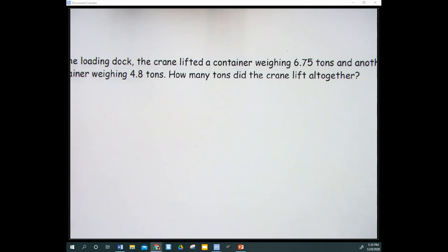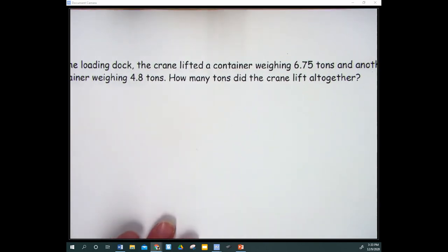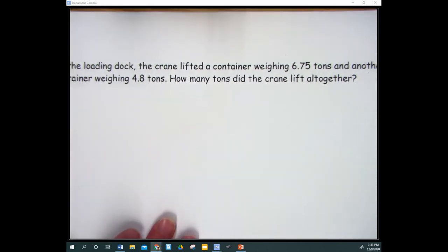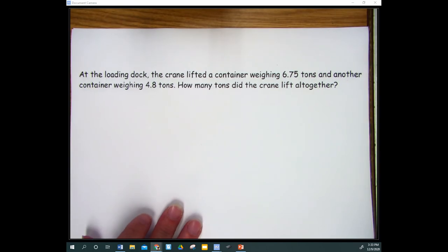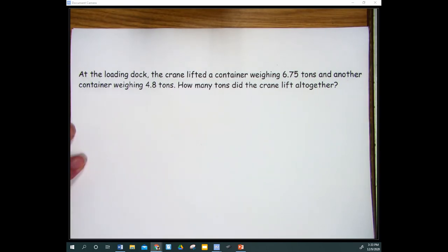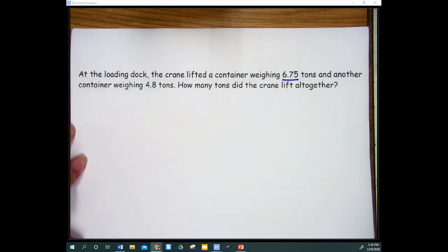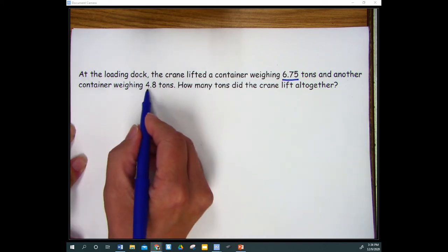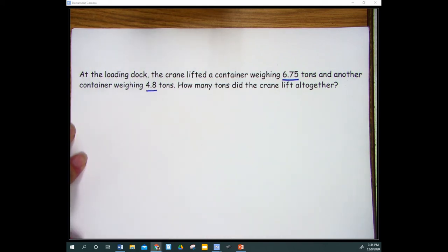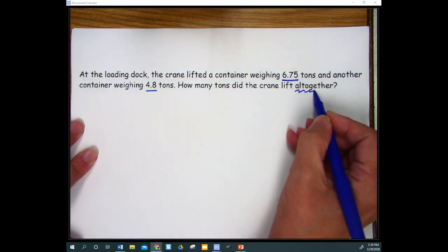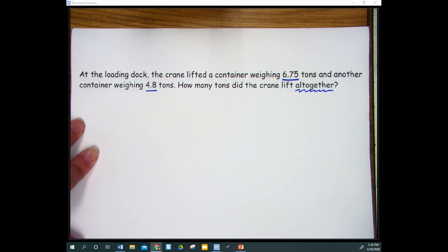All right, now we have a story problem for you, and it asks this question. At the loading dock, the crane lifted a container weighing 6 and 75 hundredths tons and another container weighing 4 and 8 tenths tons. How many tons did the crane lift all together? That's a key word right here, all together. That's telling you something about the operation.